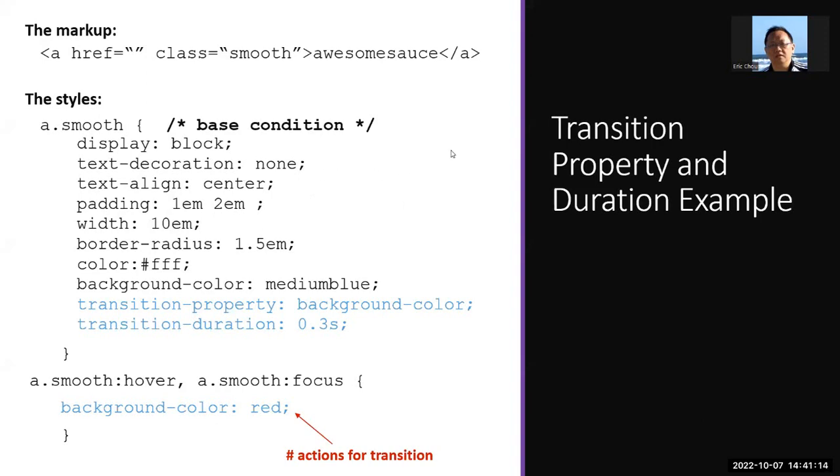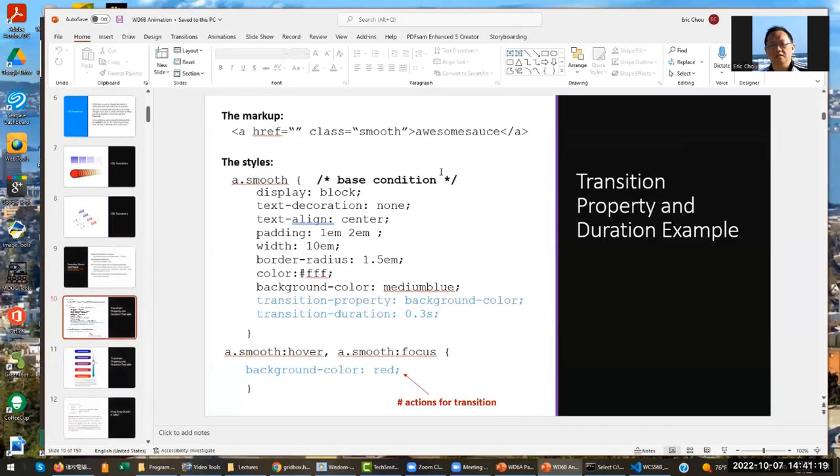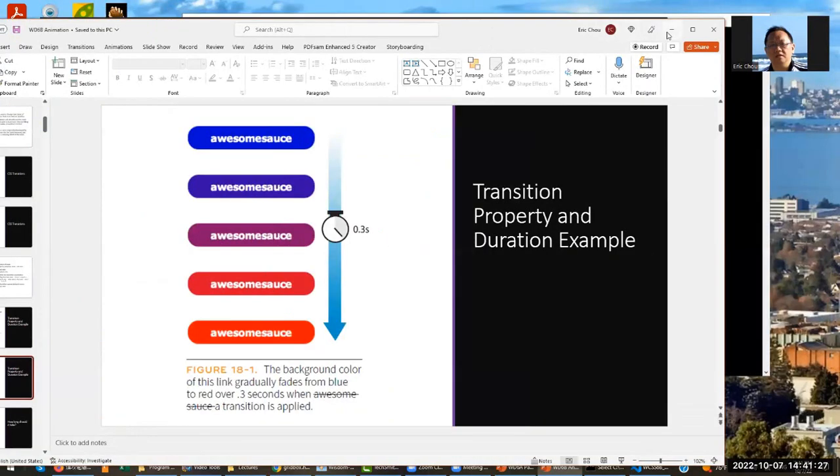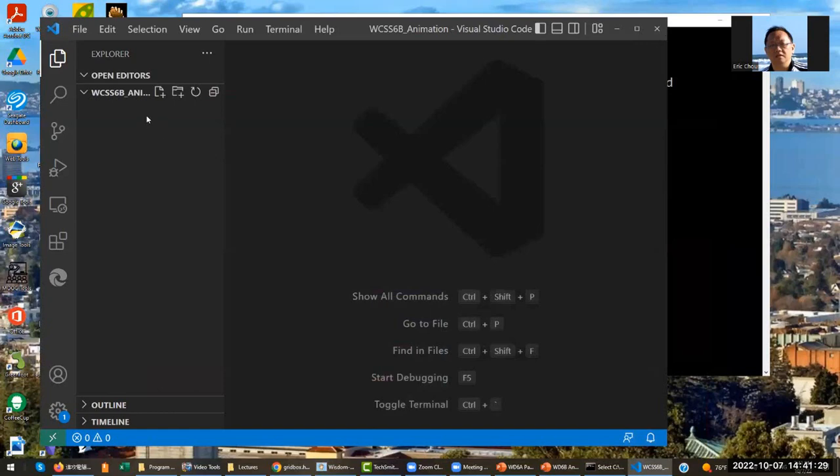So let's look at one transition example. Over time, you want to change the color of a certain area or button. Let's try this one. Let's call this one animation1.html.